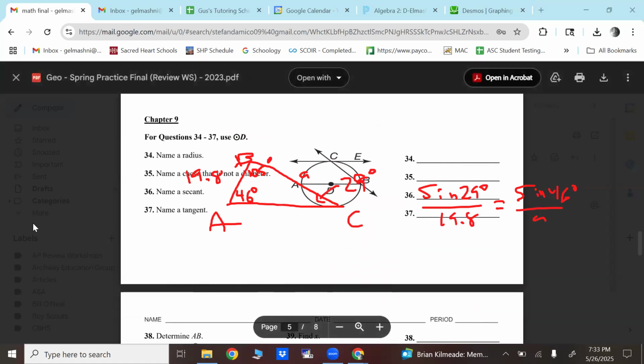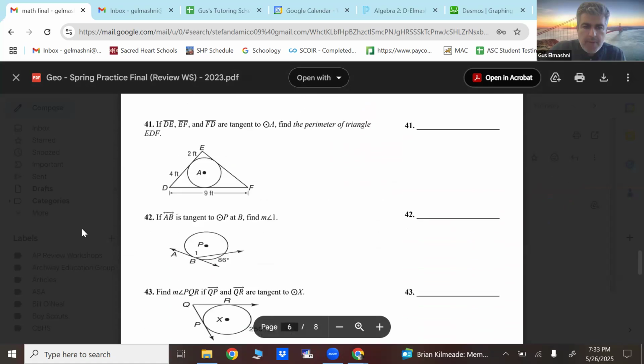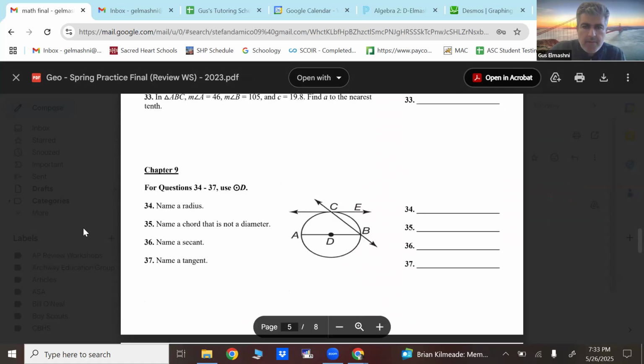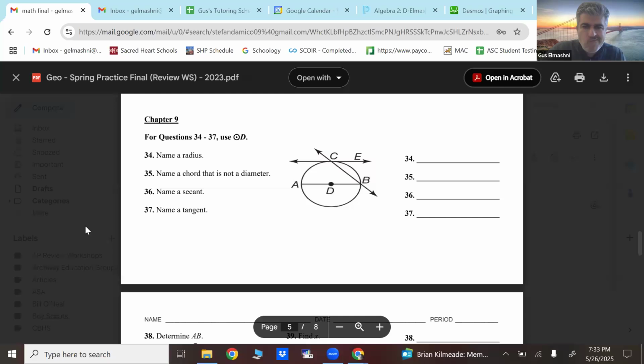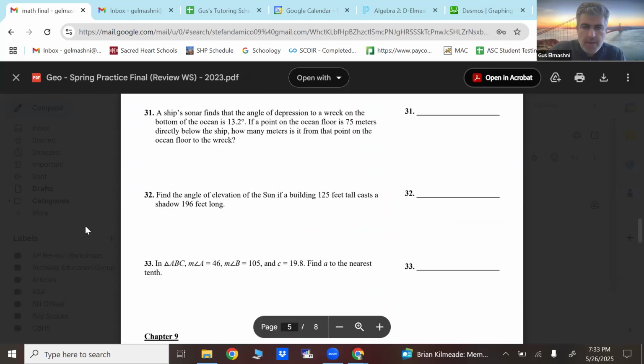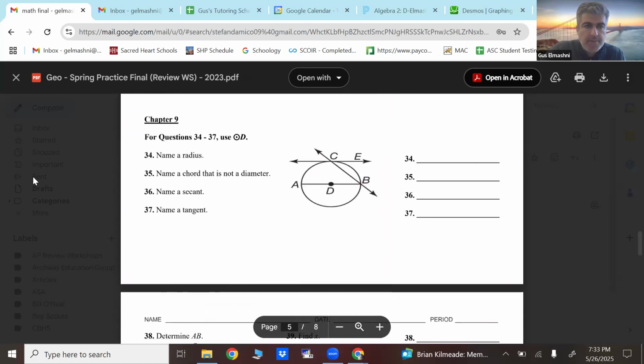Can you help me with this one here? All right, so radius. Oh no, hold on, I just want to make sure. Okay, go ahead. What's my radius? So the radius would be A and B. No, A and D. Yep. And make sure you write it as a segment.